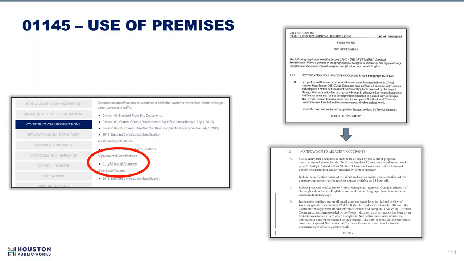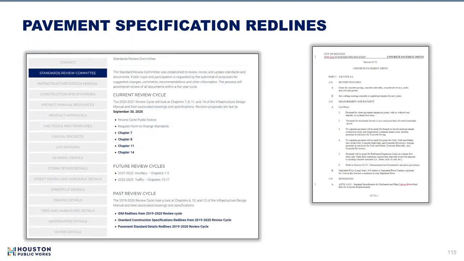So this supplement just added some additional information. In regards to small water lines, it requires that a 48-hour customer notification should be given by the contractor, and that a notice of customer communication form is completed. Just a little summary of that paragraph.